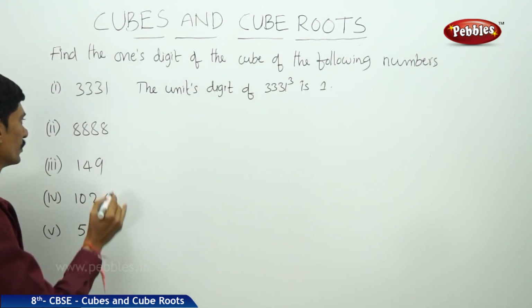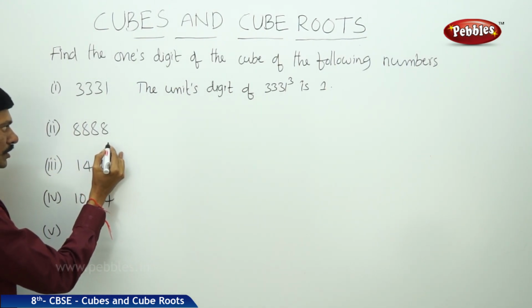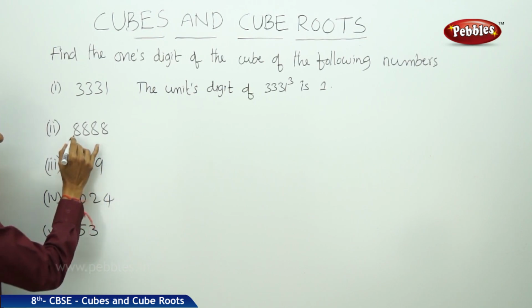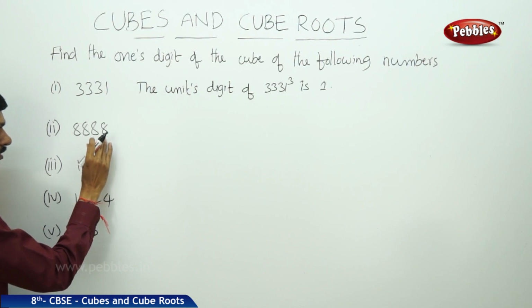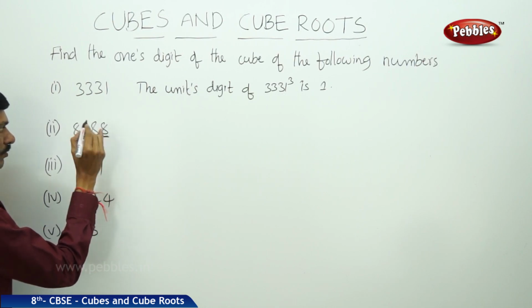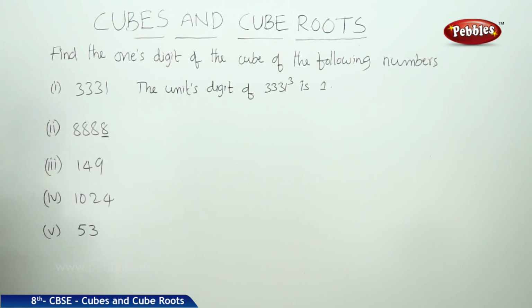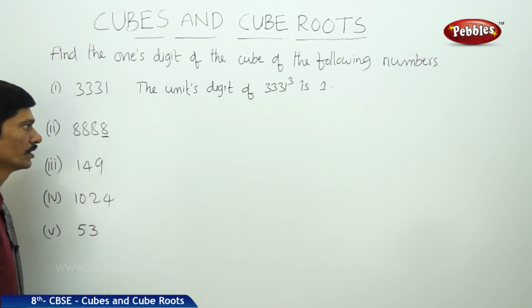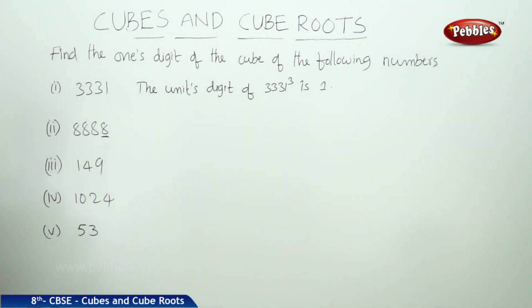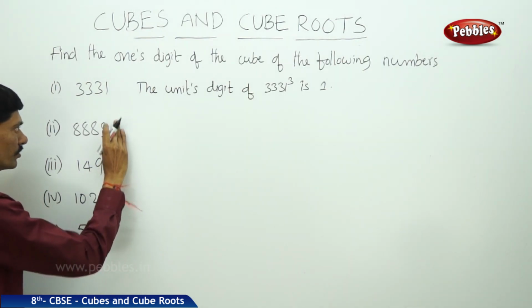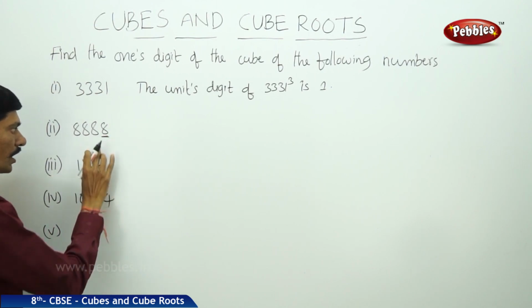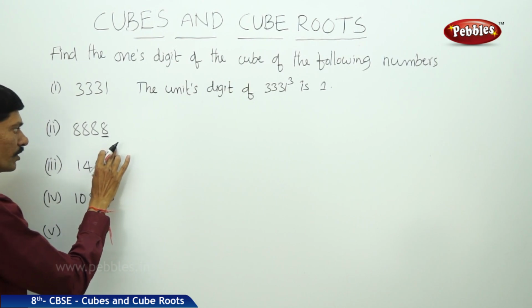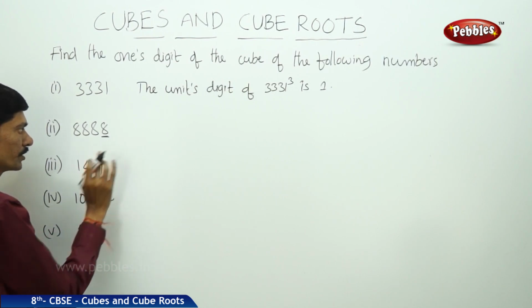Next, we should find the units digit of the cube of the given number 8888. First you see the units digit of the given number, that is 8. Then what is 8 cube? If a given number ends with 8, then its cube ends with 2. This can be observed in the table which you have done already. Even you can find 8 into 8 into 8. 8 8s are 64 and 64 8s are 512. So the units digit is 2.